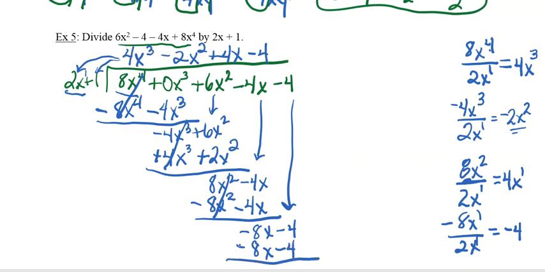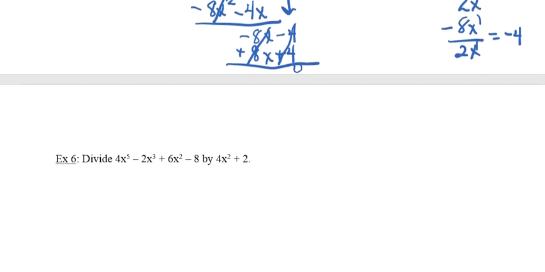I'm subtracting, which makes negatives turn into positives. I have negative 8x and positive 8x, so that's gone. I have negative 4 and positive 4, so that's gone. And so I have nothing left to bring down. So my answer is 4x cubed minus 2x squared plus 4x minus 4. Long process, so make sure you take your time and do one step at a time.